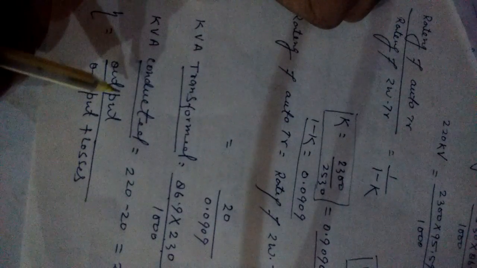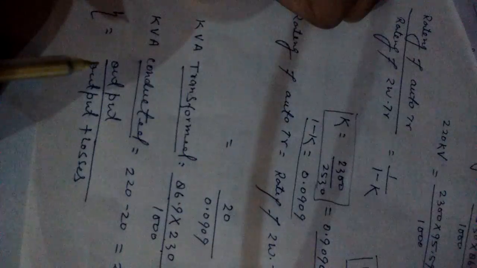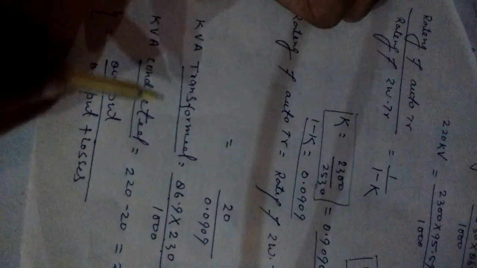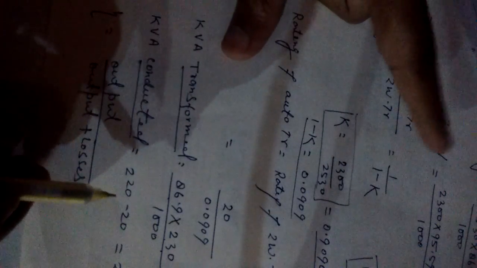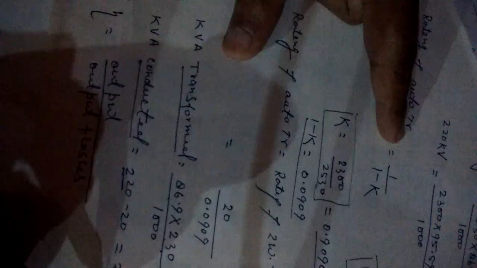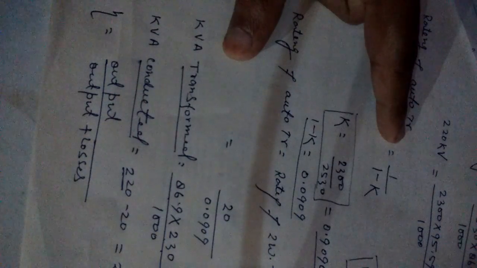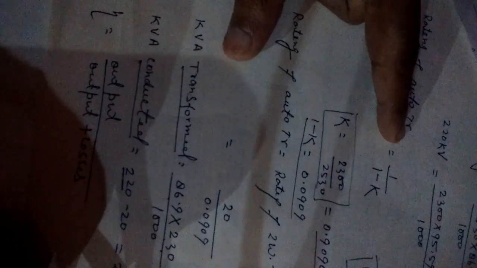And what will be kVA conducted? kVA conducted will be the total power of the auto transformer minus the transformed power. We have calculated that the auto transformer rating is 220 kVA, and the transformed power is 20 kVA. Then 220 minus 20 is equal to 200 kVA. It means the conducted power will be 200 kVA and the transformed power is 20 kVA.